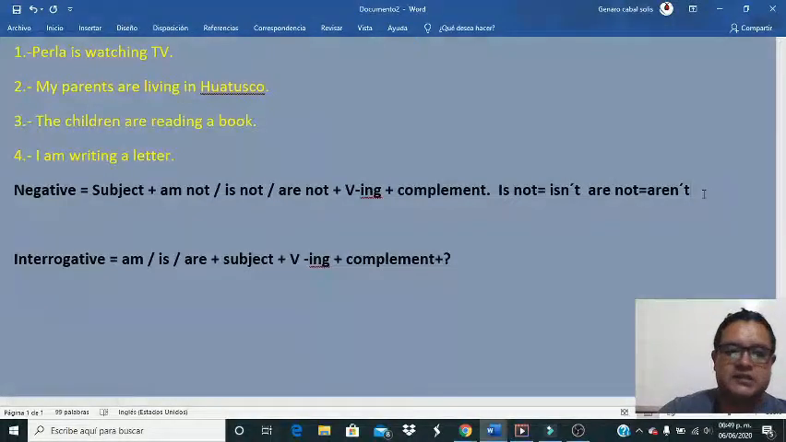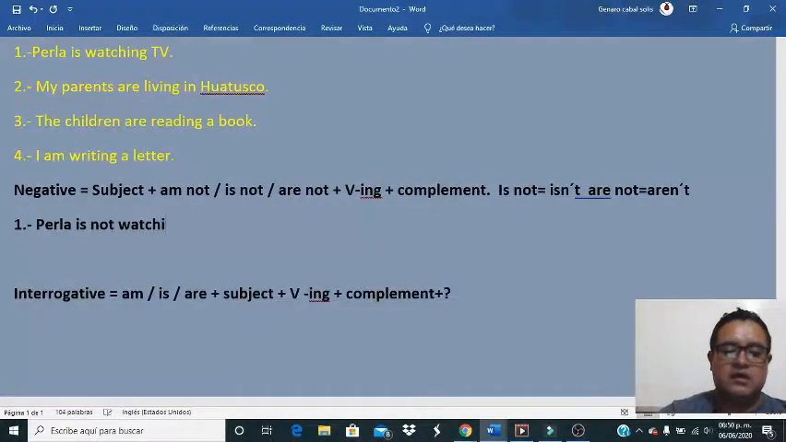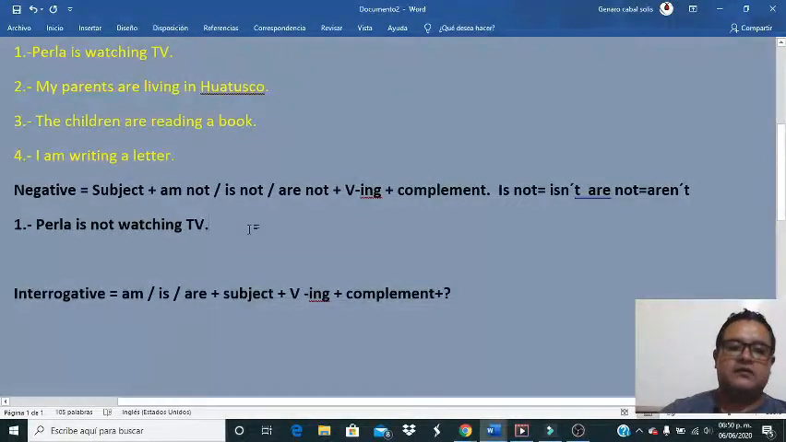So now let's write the same examples. Vamos a usar los mismos ejemplos. Perla is watching TV. Perla está viendo televisión. Now I want to say that Perla is not watching TV. Ahora quiero decir que Perla no está viendo televisión. And for this, y para esto, I have to start with the subject. Tengo que empezar con el sujeto. Number one, número uno. Perla. So I'm not, is not, are not. In this case, is not. Perla is not watching TV. Okay. Perla no está viendo televisión.